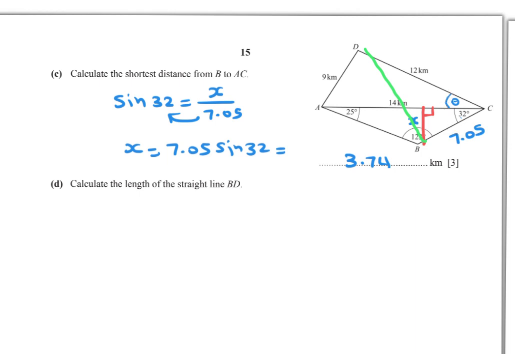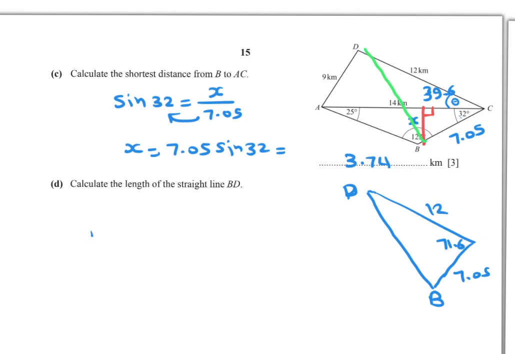Do you have this angle? We found theta before. Theta is what? 39.6. This angle 39.6, and that 32, we can add them. So now in this triangle with BD, this angle is 71.6 after we add, and this side 12 and this side 7.05. So with cosine rule we can find BD.